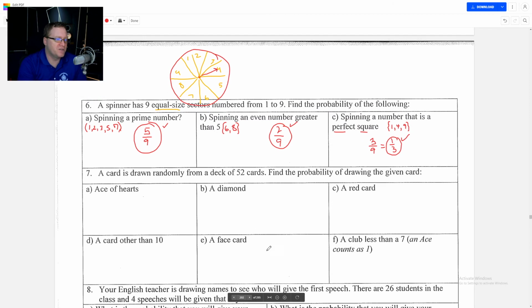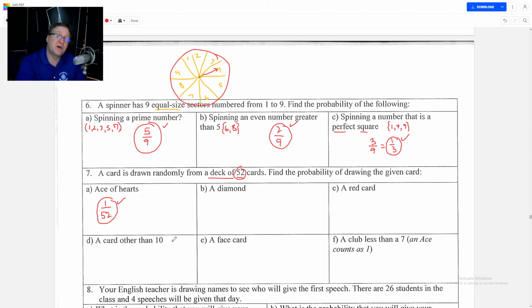All right, next, let's do a few with decks of cards. All right, a deck of 52 cards. All right, what is the probability that we get the ace of hearts? Well, how many aces of hearts are there? How many different ways can we get an ace of hearts? Well, there's only one ace of hearts. All right. And how many different possible cards can we get? Well, there's 52 cards in the deck. So that means that the probability that we get the ace of hearts is 1 out of 52. There's only one ace of hearts.